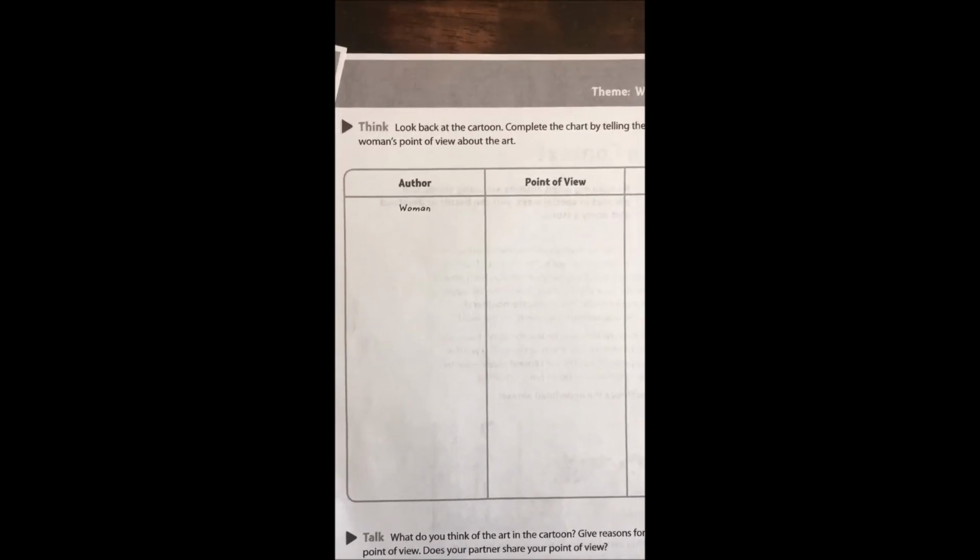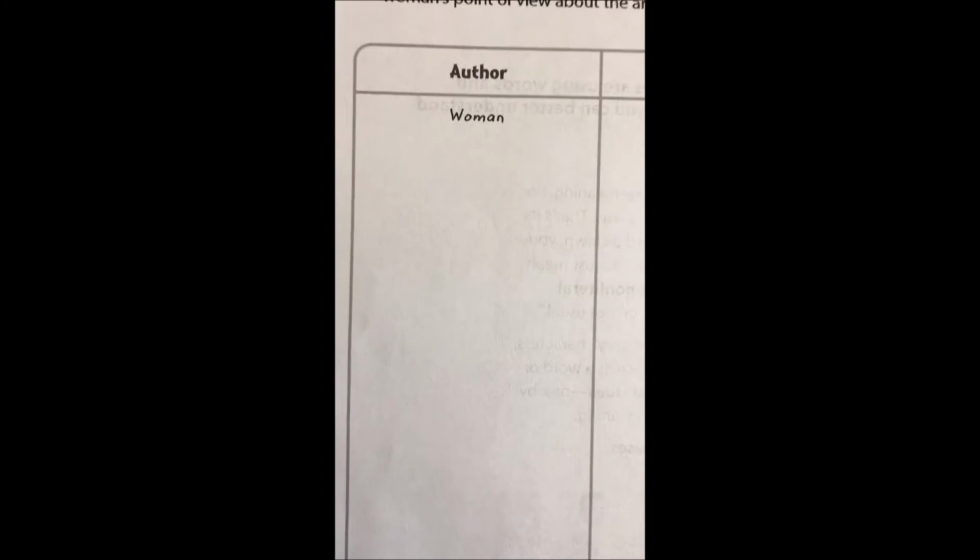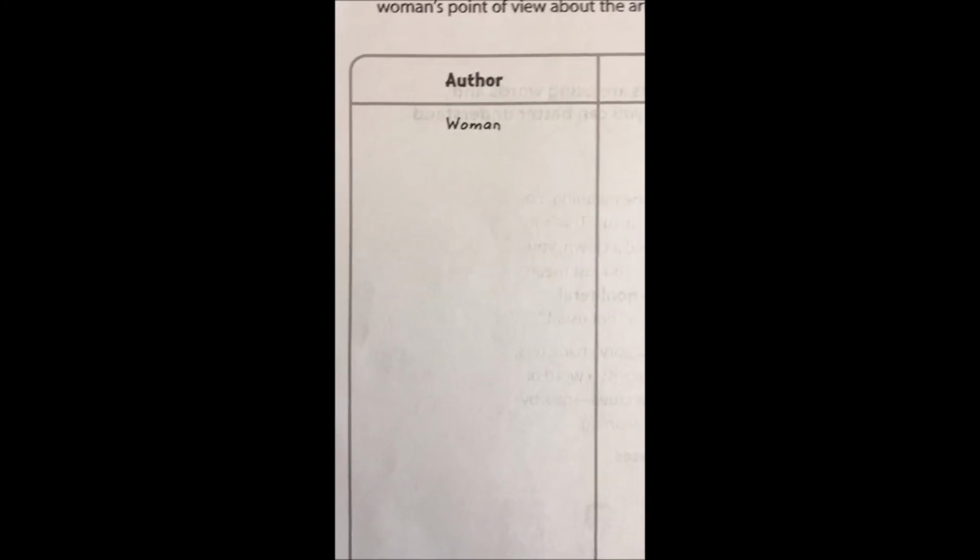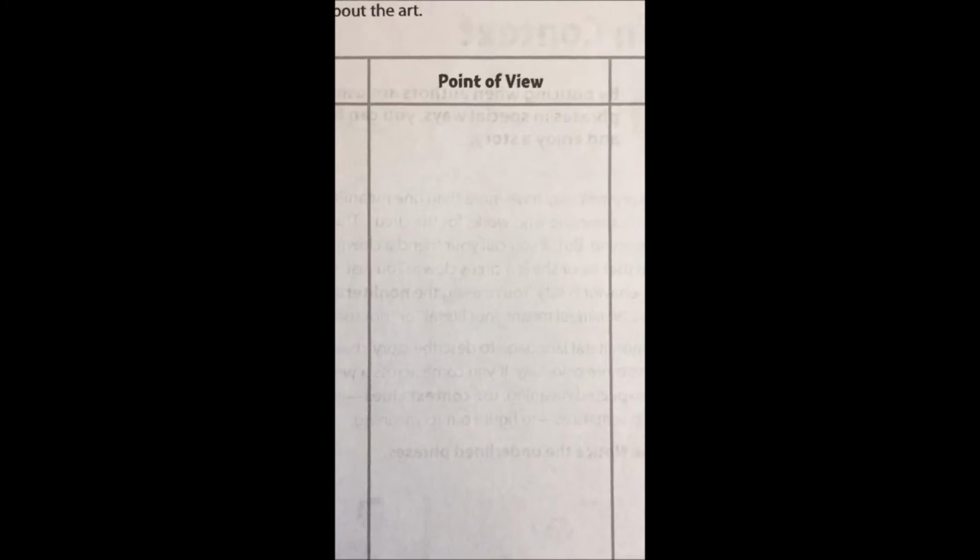So we just looked at the cartoon. Now we are going to complete the chart by telling the woman's point of view about the art. Right here, our author in the story is the woman. Now you could do the same thing with characters or yourself, but today we're just going to think about the author. Now, I don't know what her point of view is yet. I have to figure that out using details. We know that details is another way of looking at our text evidence.